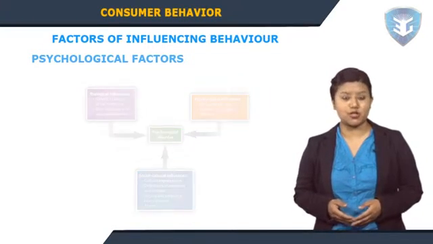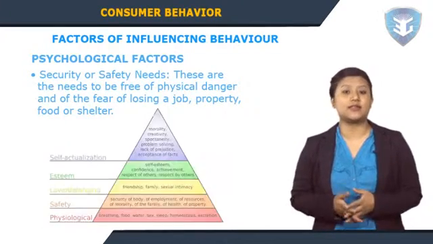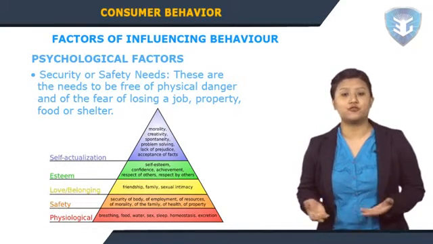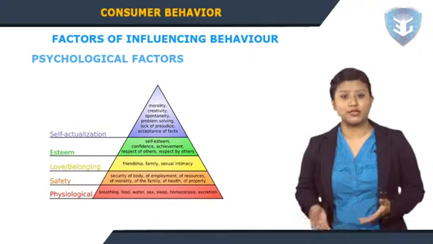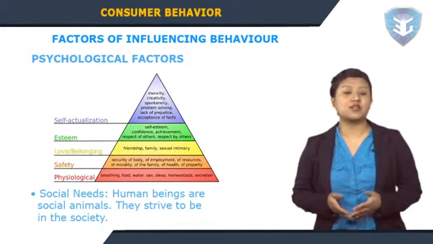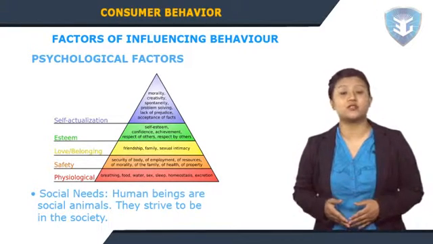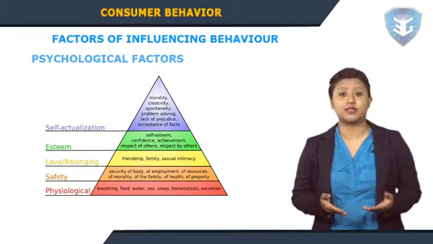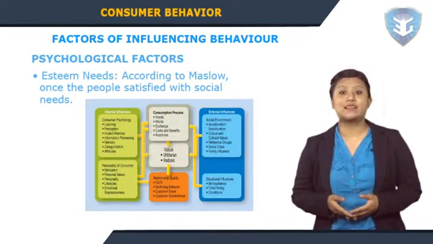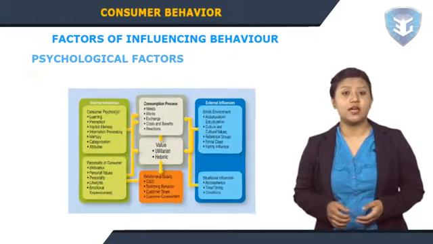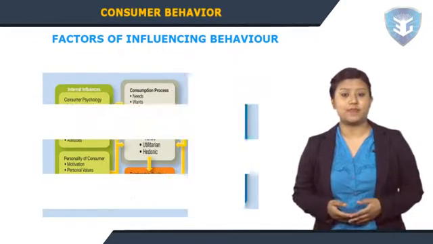Security or safety needs. These are the needs to be free of physical danger and of the fear of losing a job, property, food, or shelter. It also includes protection against any emotional harm. Social needs. Human beings are social animals. They strive to be in society. With this type of needs, people will try to satisfy the needs for affection, acceptance, and friendship. Esteem needs. According to Maslow, once people are satisfied with social needs, they would like to have esteem needs.